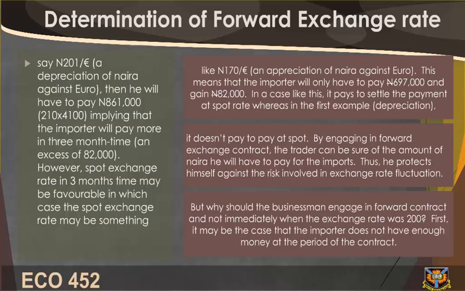By engaging in forward exchange contracts, the trader can be sure of the amount of naira he will have to pay for the import. Thus, he protects himself against the risk involved in exchange rate fluctuation. But why should the businessman engage in forward contracts and not immediately when the exchange rate was 200? First, it may be the case that the importer does not have enough money at the period of the contract.